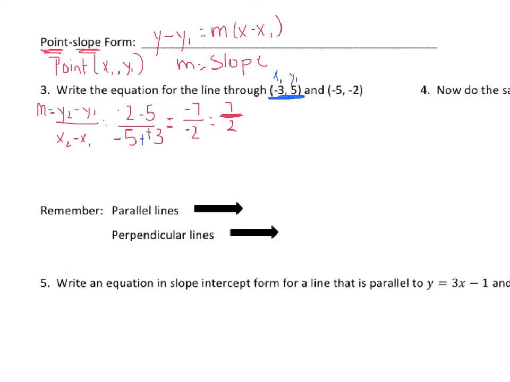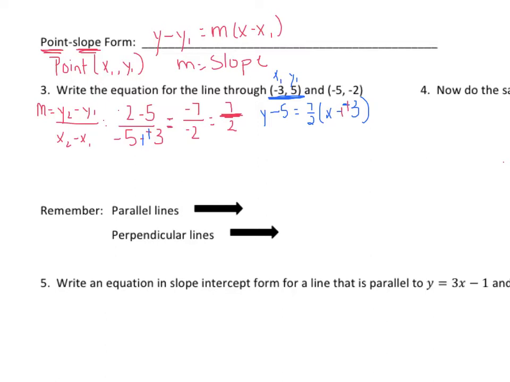So I go ahead and start plugging it in. So y minus the y1, which is 5, equals my slope, which is 7 over 2, parentheses x minus my x1, which is a -3. So minus a -3. Okay, so the minus -3 is going to change to pluses.